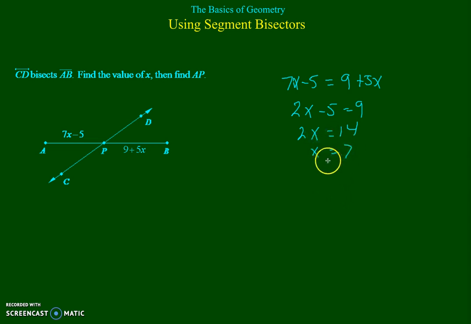So now that we know x equals 7, we're looking for segment AP. So we simply substitute this value of 7 in for x in this expression, and we have the value of AP. So we know that the length of AP equals 7x minus 5, which is 7 times 7 minus 5, 14 minus 5, 9. So this is pretty characteristic of a segment bisector problem. Simply set the segments equal to each other, solve for the variable, and substitute if necessary. All right, let's move on to the next topic.